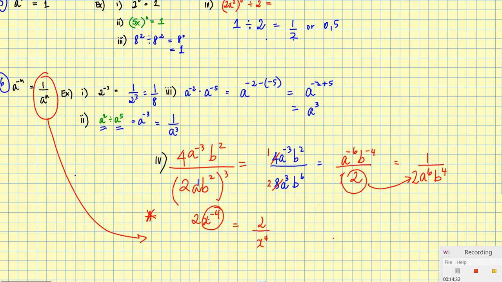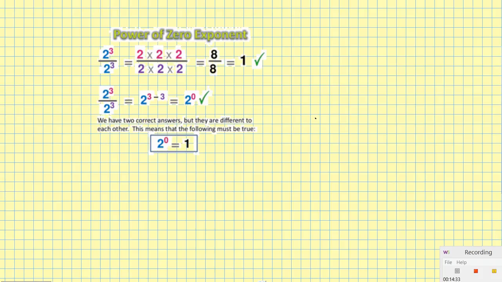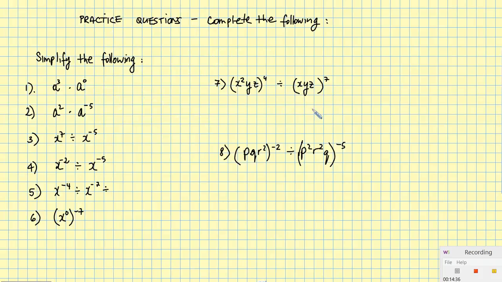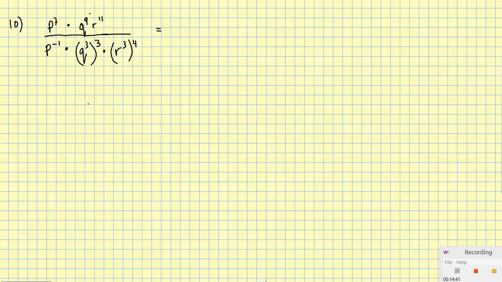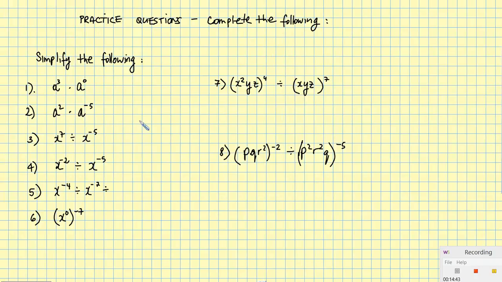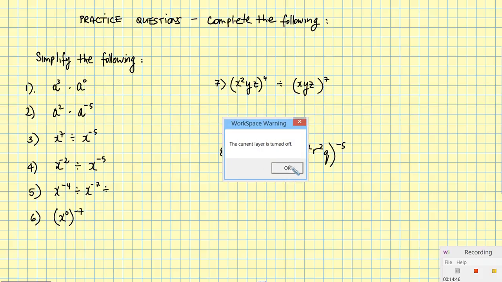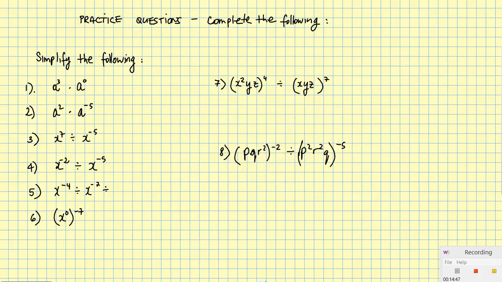Okay, the next one. We are basically done with the rules. All we're going to do now is some practice questions. So let's start with a to the third times a to the power of 0. A to the power of 0 is the same thing as saying 1, so that goes to a to the third. It's like a to the third times 1 is a to the third.